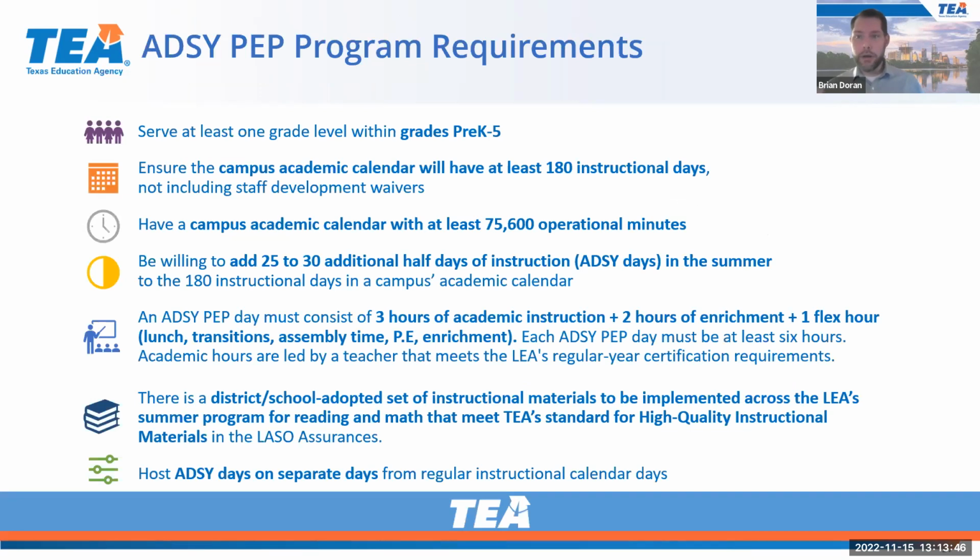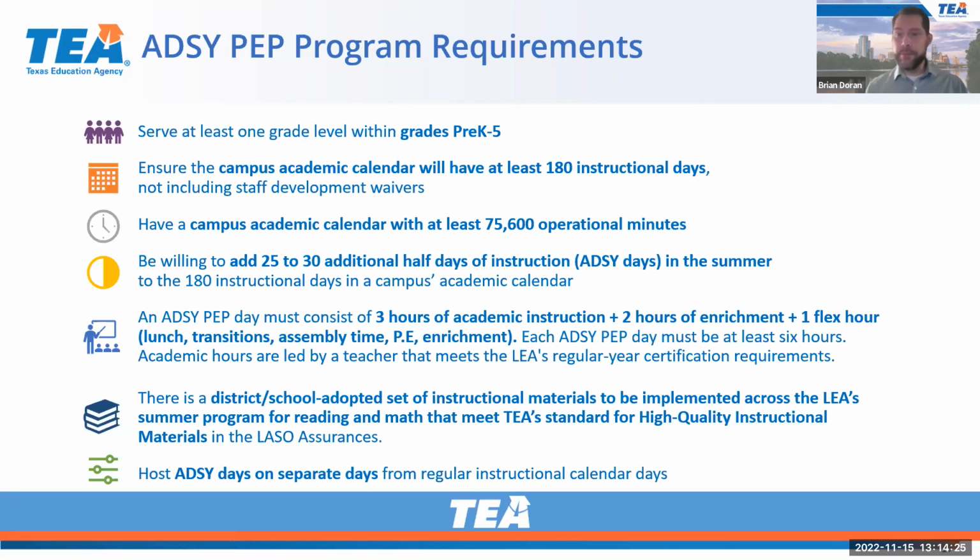So a bit more on the actual program requirements here. It would need to serve at least one grade level within grades pre-K through 5. The campus academic calendar will need to have at least 180 instructional days by the 2024-2025 school year, not including staff development waivers. That is derived from ADSI statute. In addition, that campus will need to have those same 75,600 operational minutes that we operate under. You'll need to be willing to add 25 to 30 additional half days of instruction, those ADSI days in the summer, to the 180-day academic calendar.